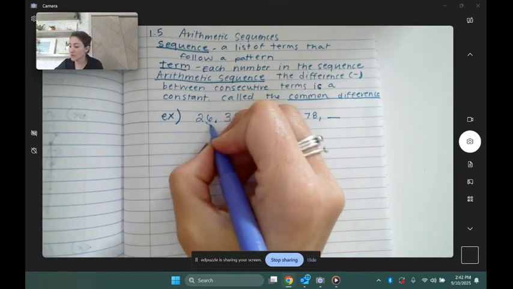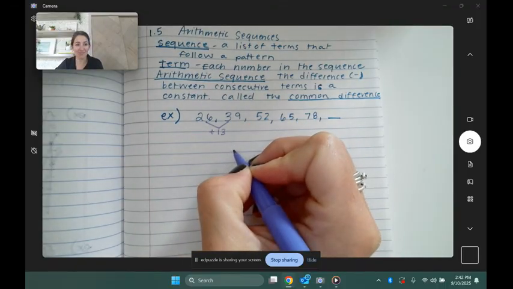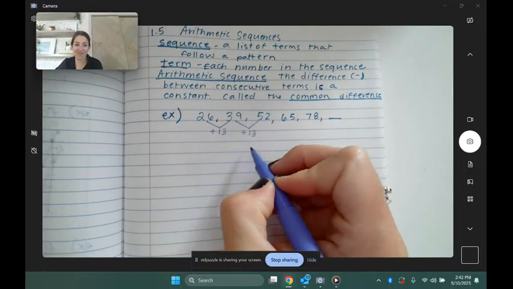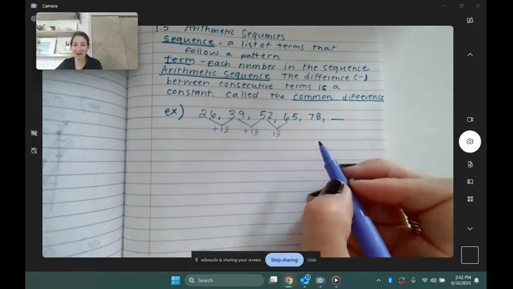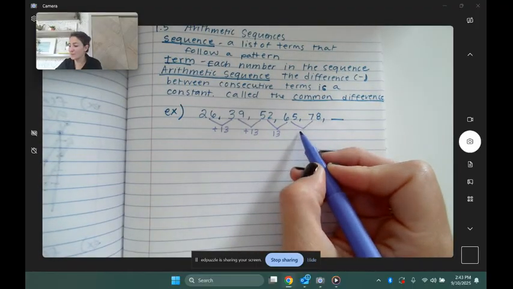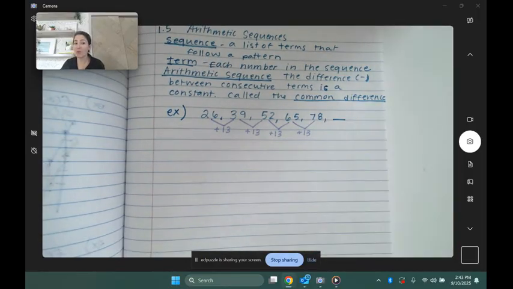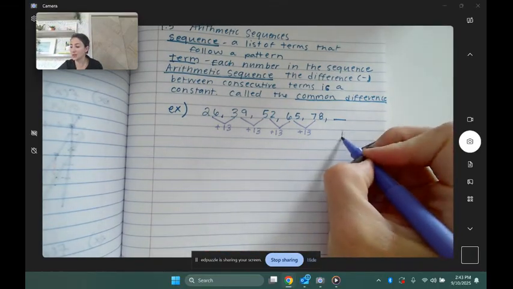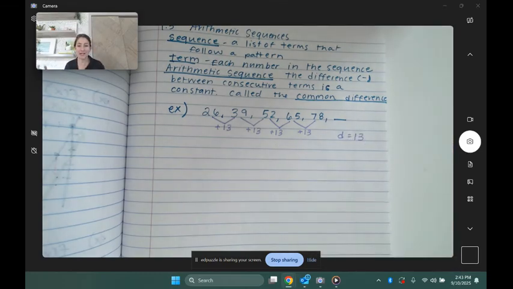So notice between 26 and 39, I went up by 13. Between 39 and 52, I added 13. 52 plus 13 is 65. 65 plus 13 is 78. So you can figure out what will come next because you're just going to add 13 to it. Okay, so your common difference here, your d, is 13 because each time it's going up by 13.